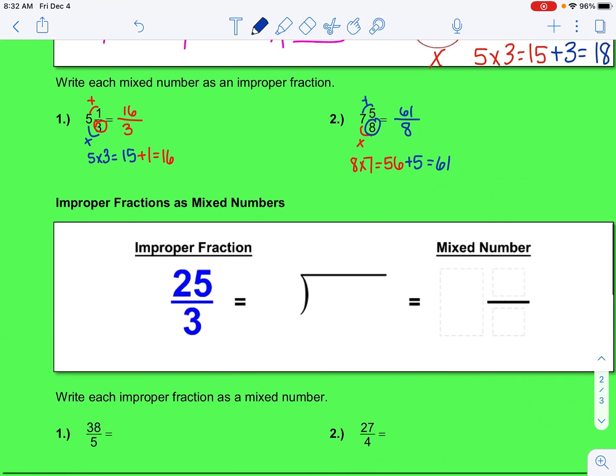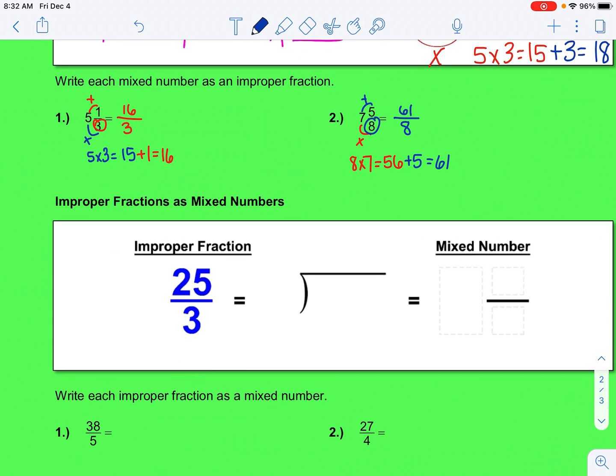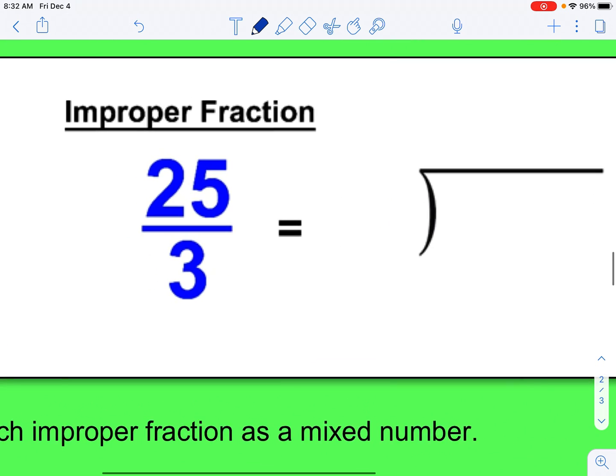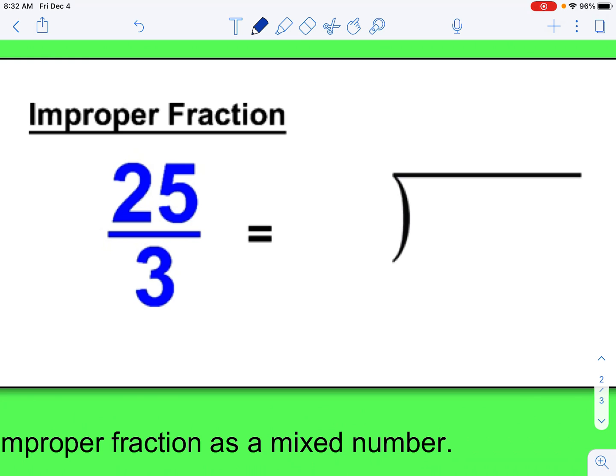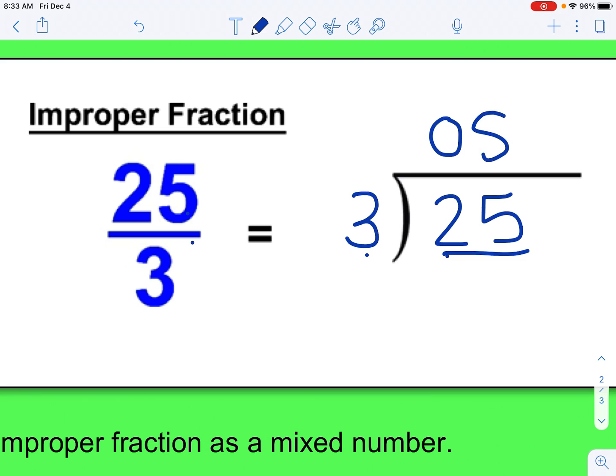Now let's practice changing improper fractions to mixed numbers. Alright, so when we change improper fractions to mixed numbers, we need to divide. Some people don't really like it because you have to divide, but you'll get the hang of it pretty quickly. So all we're going to do is take 25 divided by 3. So 3 goes on the outside, 25 goes on the inside. Alright, 3 fits inside 2 0 times. How many times does 3 fit inside 25? It fits 8 times. 3 times 8 is 24. When you subtract, you are left with 1.